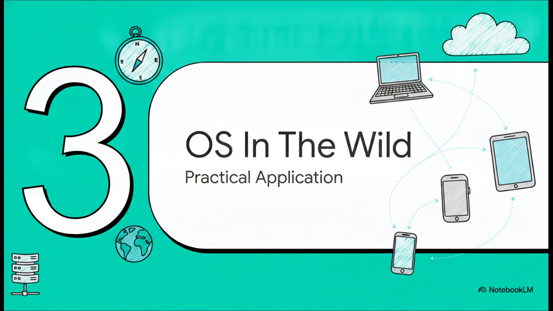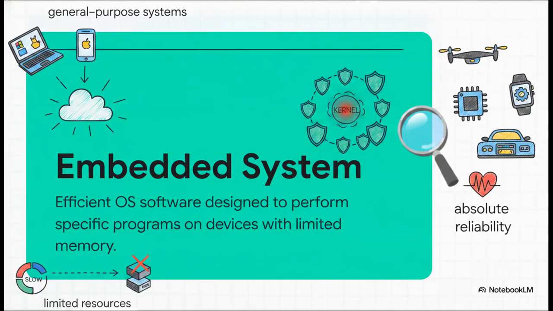Section 3, Practical Application. OS in the wild. Now, we're all pretty familiar with general-purpose systems, right? Things like Windows, Mac, or Linux on our laptops. But the modern world actually relies heavily on something called an embedded system. This is highly efficient operating system software designed to perform very specific, non-interchangeable programs. These run on hardware with seriously limited resources. Think much slower CPUs and way smaller memory banks.